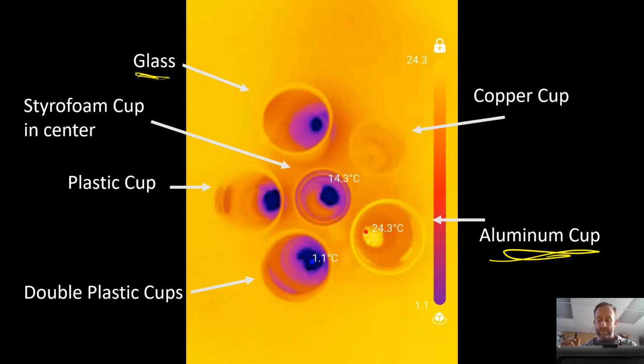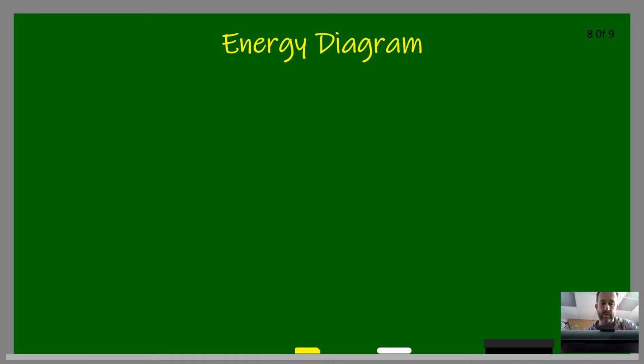Both of those, they were holding the ice probably close to nearly an hour. They're doing really well by insulating it, right? So now what I would ask students to do is to draw an energy diagram.